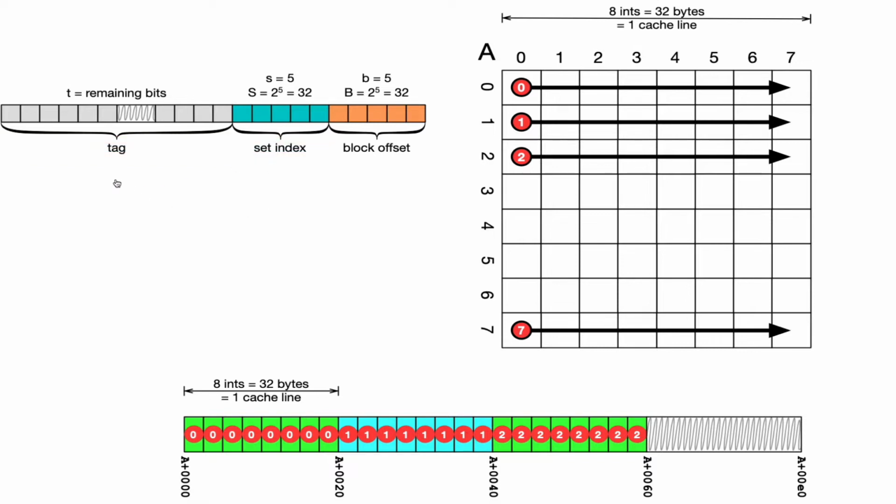And if we get a miss, we're going to go fetch from the next layer down in the hierarchy. If we get a hit, then we can use the block offset to look inside of the block that's stored in that particular line to return the values.